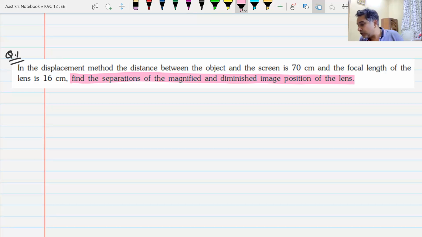Let me know the separation between the magnified and the diminished position of the lens. Read the question carefully. I'll give you 2 minutes to solve this.